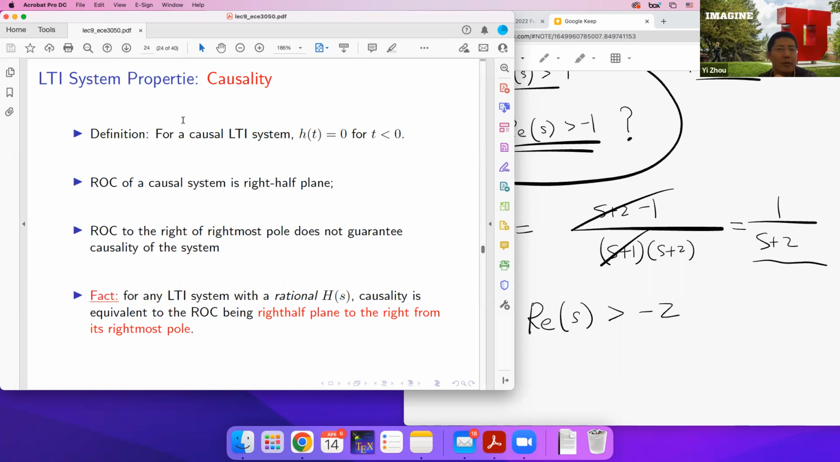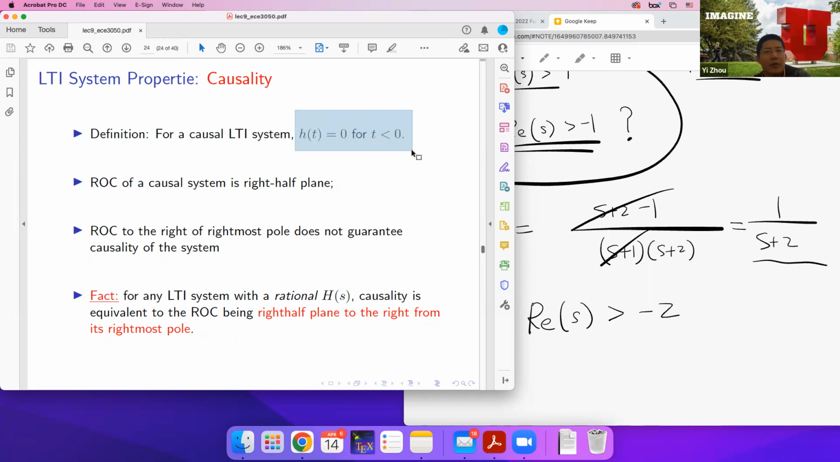For example, we can analyze the causality of a system by looking at the system response in the S domain. Recall that a causal system is defined as an LTI system where the corresponding system impulse response is a causal signal. So this impulse response is a causal signal. This is the definition.